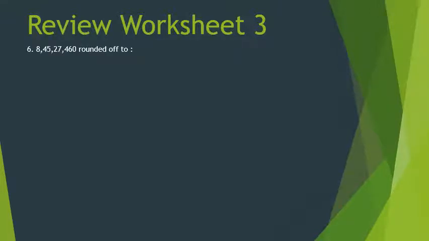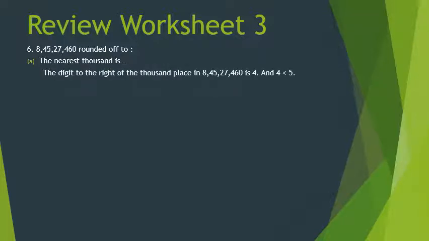In this question, you have to round off the number which is 8 crore 45 lakhs 27,460. Part A: rounded off to the nearest thousand is? So what will this be? Let us see. We have to round off to the nearest thousand place.